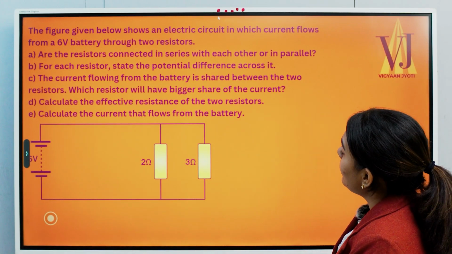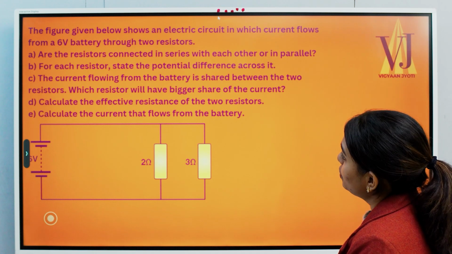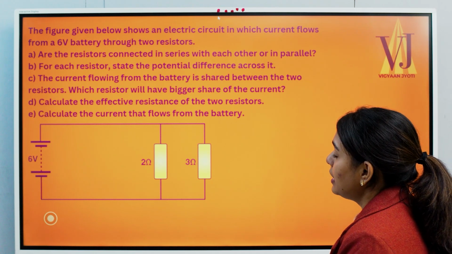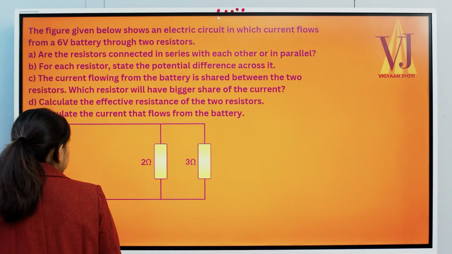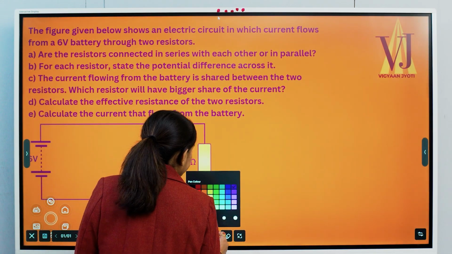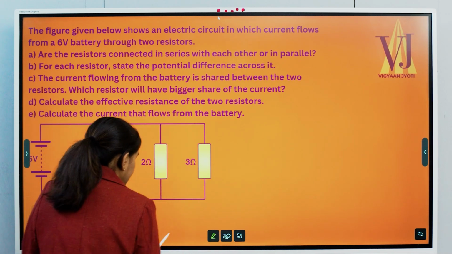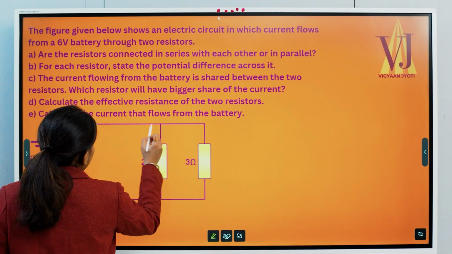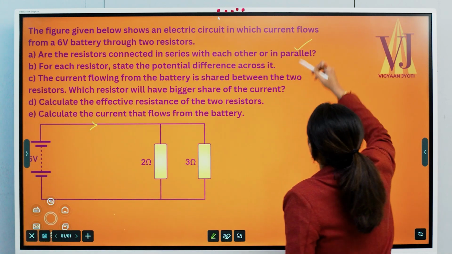The figure given below shows an electric circuit in which the current flows from a 6 volt battery through 2 resistors. Are the resistors connected in series with each other or in parallel? So definitely, if you see, the current starts flowing from here and will flow in this direction. Once the current comes here, don't you think there are 2 options? That means they are connected in parallel.